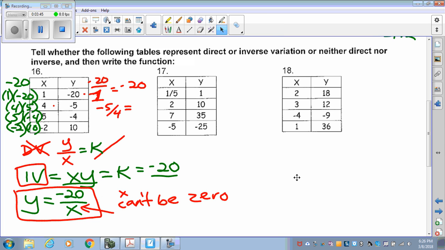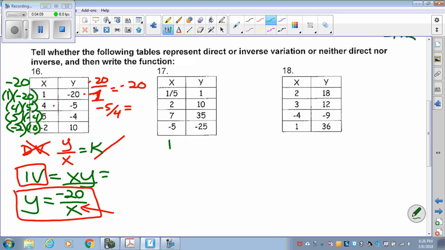All right, so let's look at 17. This looks a little more normal, right? Or not. Let's see, because it was getting bigger, and then all of a sudden I'm at negative 25. These are getting bigger, but then all of a sudden we have the negatives. So we'll use our algebra. Remember, if it's going to be a direct variation, you're going to divide y divided by x, and that's going to be your constant. It has to always be the same.